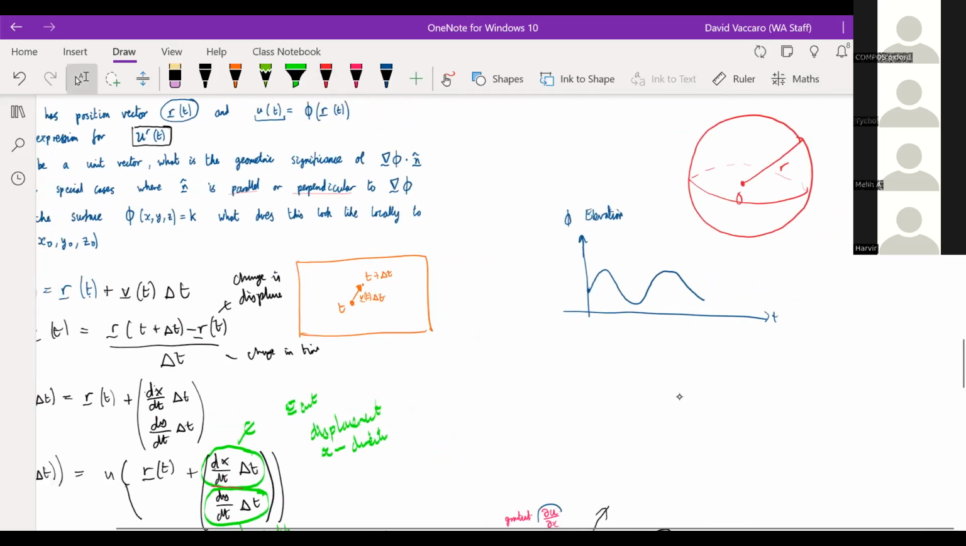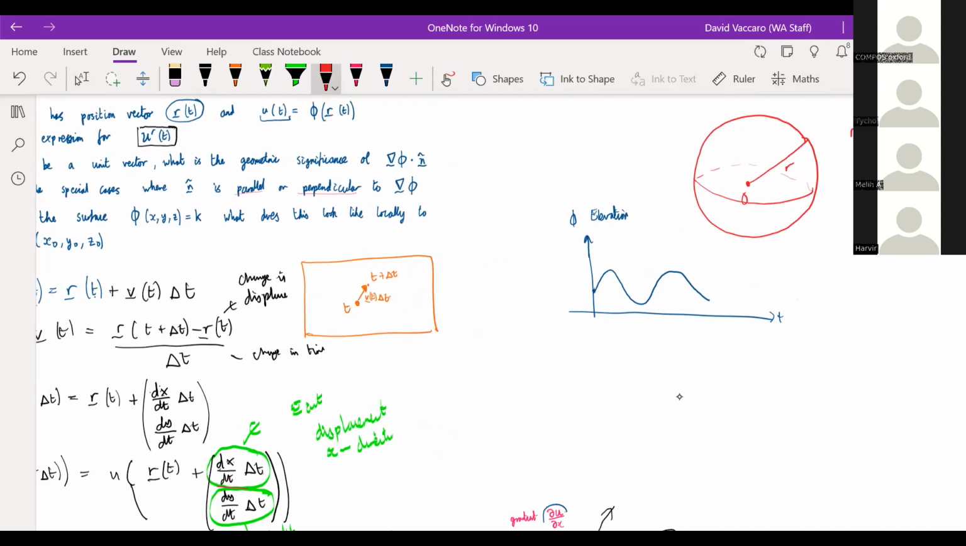Okay, so r is just going to be x squared plus y squared plus z squared. Now let's imagine we've got the surface phi of x, y, z equals k. That's just the shell of a sphere. Now, if I'm on the shell of a sphere and I move from one place to another a short distance, let's call it delta x.